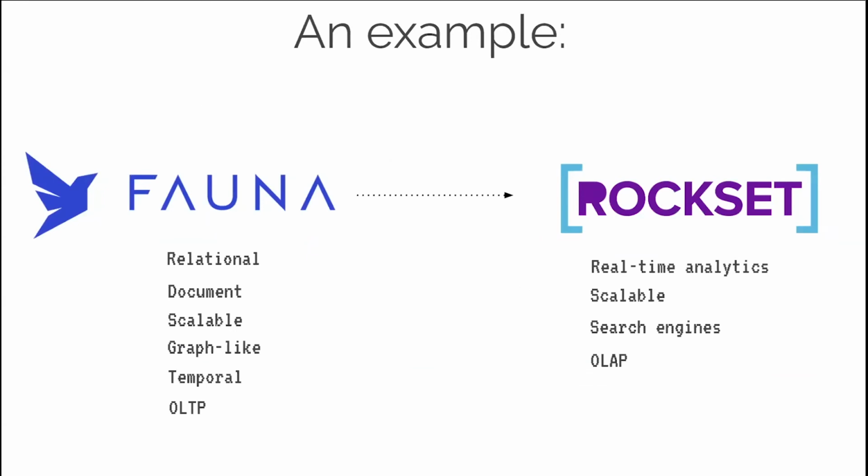An example, if we would only combine two databases, and we're taking two scalable databases here, Fauna and Rockset, we would have all these possibilities already. So we would have a database that's relational, document, graph-like, temporal, and an ISO OLTP database, where we could actually do the bulk of our data operations that need consistency and need our data to be safe. And then we could use the temporality features, for example, to pull out change sets and actually stream the rest to Rockset, which brings you real-time analytics, search engines and OLAP.